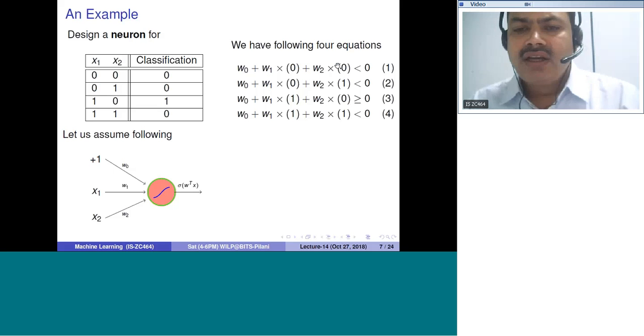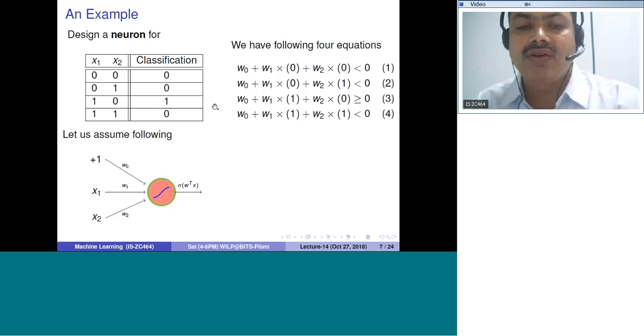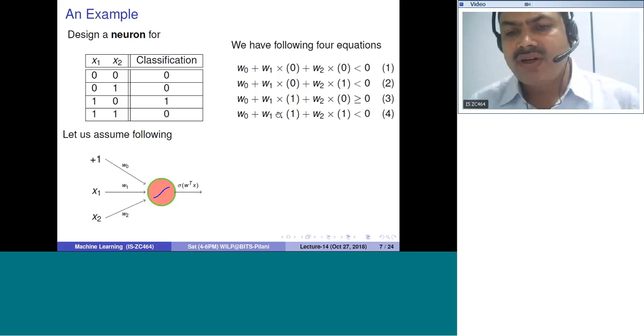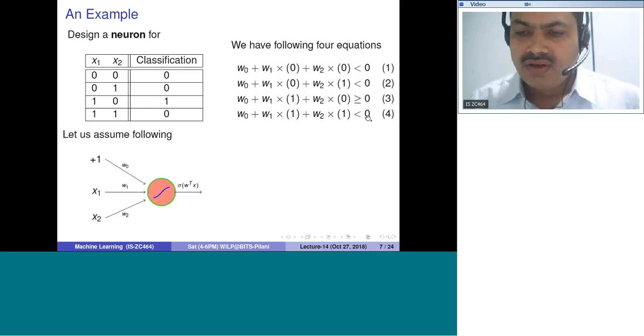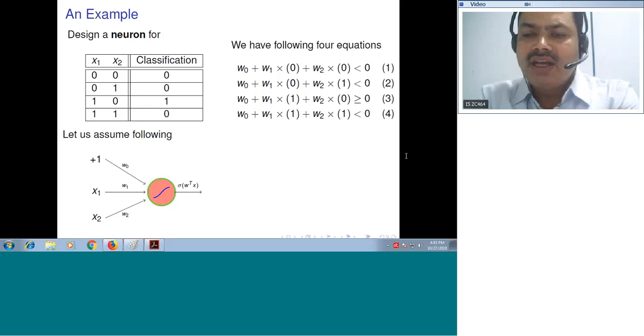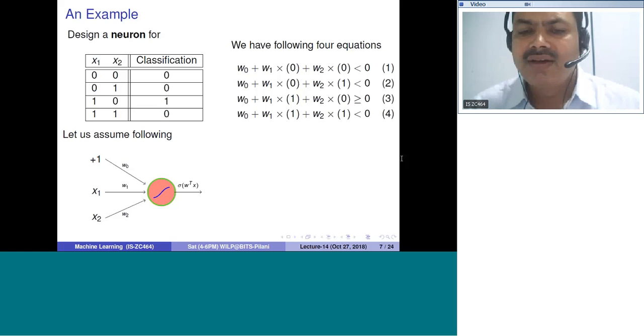Alright. So what is it for the second thing? W0 plus W1 times 0 plus W2 times 1 is less than 0 again. And the next equation is W0 plus W1 times 1 plus W2 times 0 should be greater than 0, because only then can it give you 1. And the fourth equation is W0 plus W1 times 1 plus W2 times 1 is less than 0. This is what we have. And Anand has solved this. I am very happy with you. He has come up with the values minus 30, 20 and 40. Alright, yes.